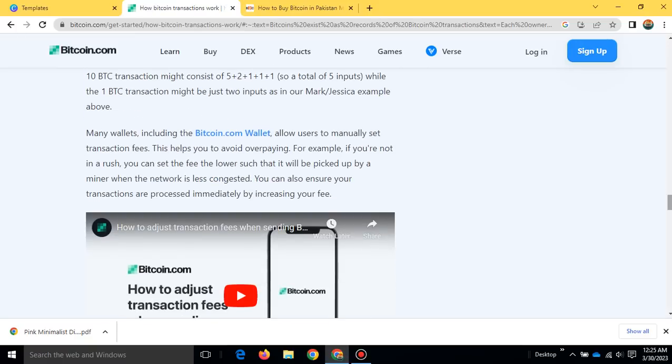Many wallets, including the Bitcoin.com wallet, allow users to manually set transaction fees. This helps you to avoid overpaying. For example, if you are not in a rush, you can set the fee lower such that it will be picked up by a miner when the network is less congested. You can also ensure your transaction is processed immediately by increasing your fee.